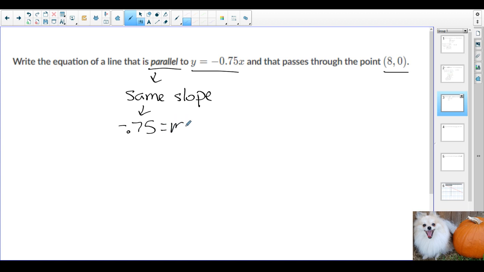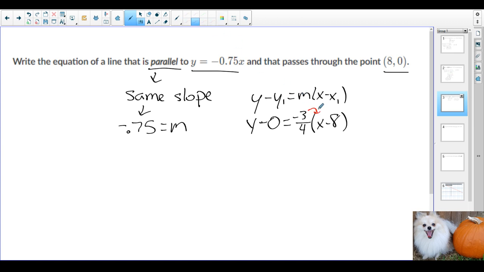So this is m. And now we have a point and we have slope, and you know what that means. We can use point slope form, which is y minus y1 equals m times x minus x1. Okay. Let me substitute our numbers in again. Y is 0. Nice, convenient. Negative 0.75, that's negative 3/4. So I'm just going to write 3/4 because I don't know why slope would ever be a decimal. X minus 8. And then we distribute, same as before.